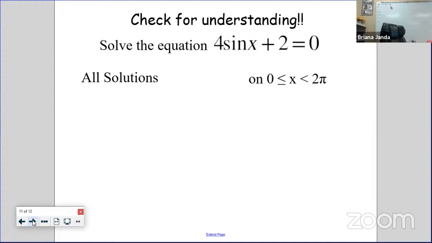Try this one on your own, please. Can we please change it to something other than sine? Let's change this to a cosine. Change it to cosine. We've done that one already. We've beat that one to death, I think. Change this to cosine.